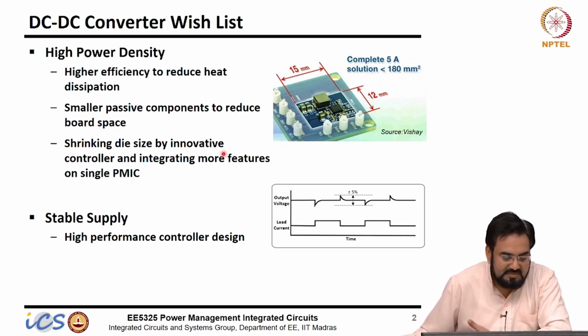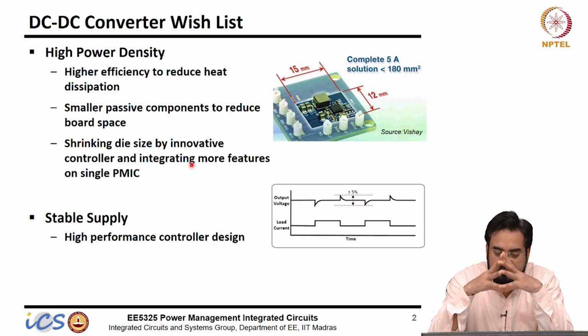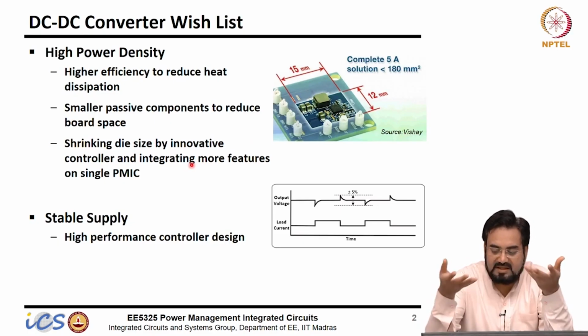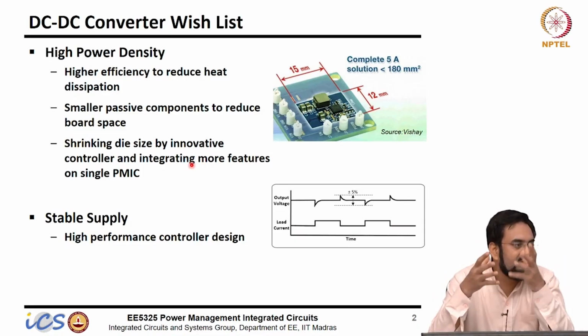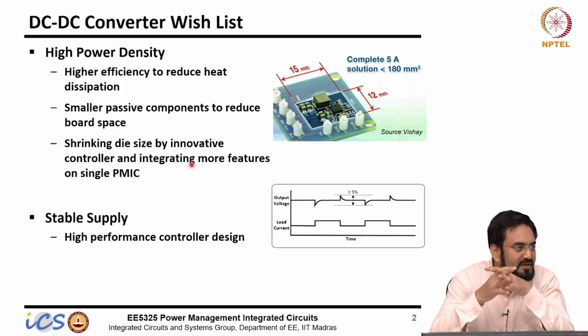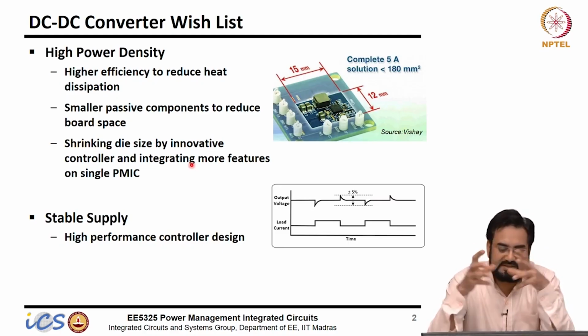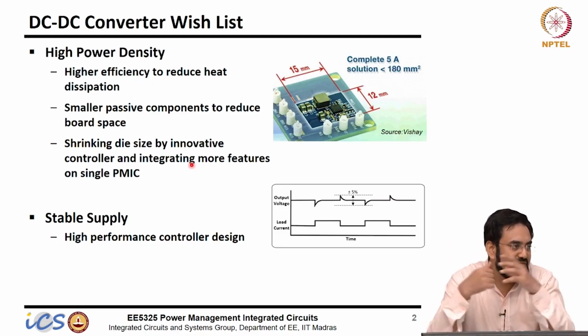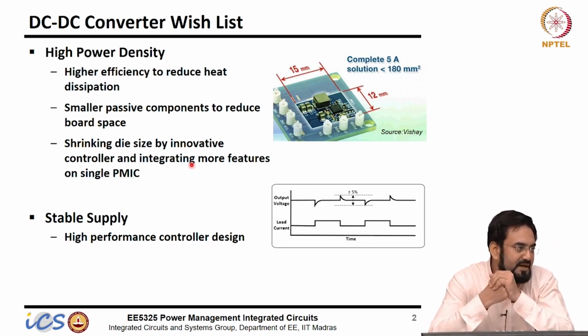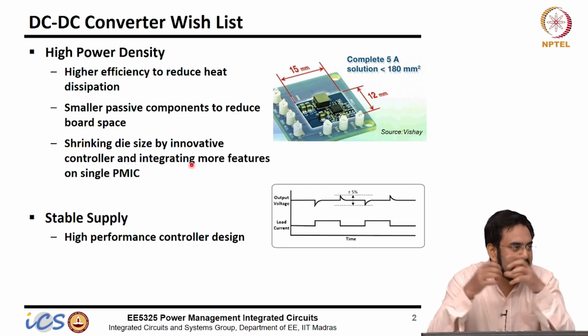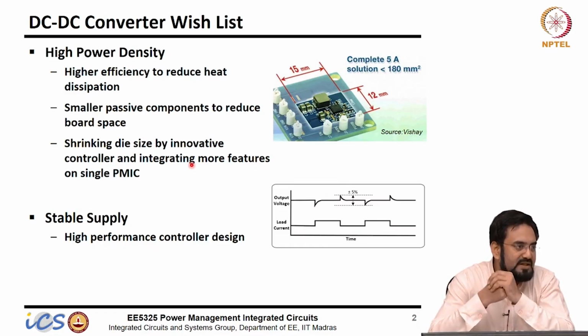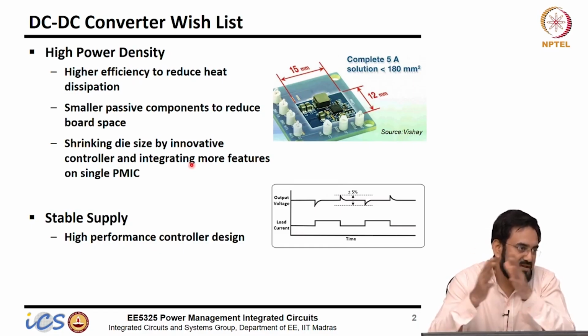So shrinking die size by innovative controllers and integrating more features on a single PMIC means, let's say, I don't want my controller to occupy more area than your power FET. I want my power FET to dominate area, because I am looking for lower RDS on. But if your controller becomes 2 times of your power FET, that's very impractical. So we always try to minimize the area of the controller, so that you are only limited by the power FET, your chip size.